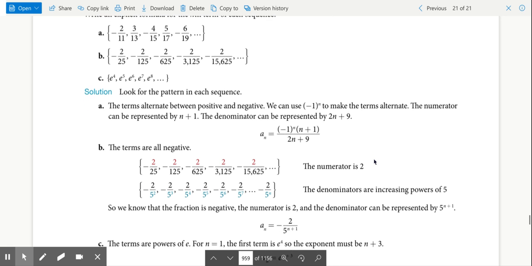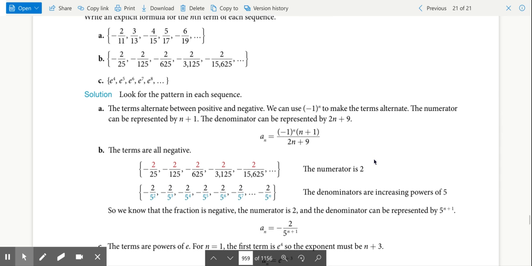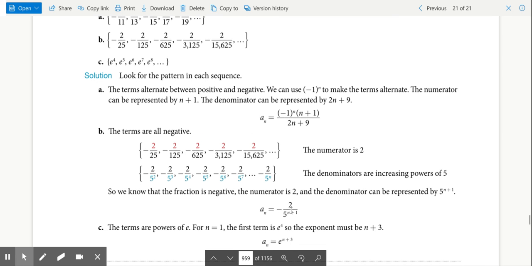Okay, so let's look at B. With B, they're all negative, so we just put a negative in front. We don't have to do this, we can just put a negative in front. The numerator is always 2, so we can just put a 2. We don't have to come up with a formula for that. It's just staying the same. And then in the denominator, hopefully we can recognize that these are powers of 5. And if we write them as powers of 5, we can see that it's going up by 1 each time.